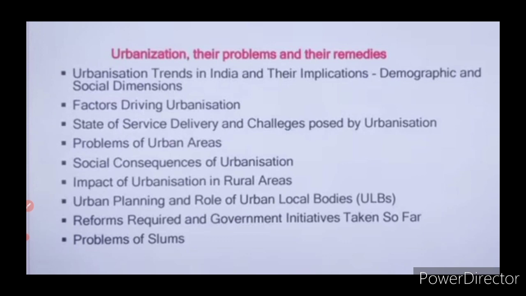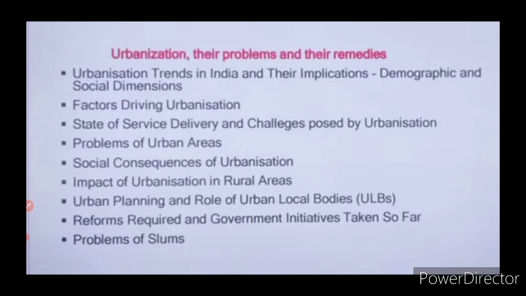Now, what is the effect? What is the impact of urbanization in rural areas? Then urban planning and role of urban local bodies, which is also known as ULBs. Then reforms required and government initiatives taken so far. Okay, then problems of slums.